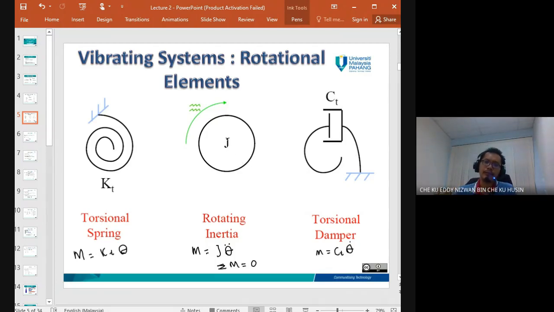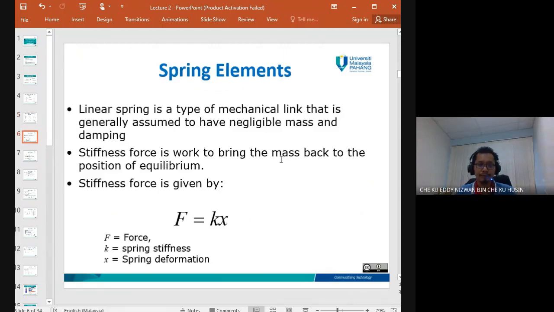Then mass moment of inertia depends on the geometry and also the mass of the object. Different geometry, different equations. We will detail this after this with an example.